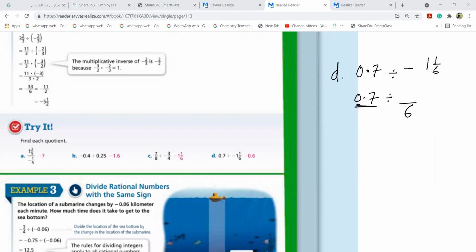0.7 divided by minus 1 over 6. 6 plus 1, 7 over 6. So 0.7, I can write it as 7 over 10. Division becomes multiplication. So my answer is minus 6 over 10. I can also write it as minus 0.6.